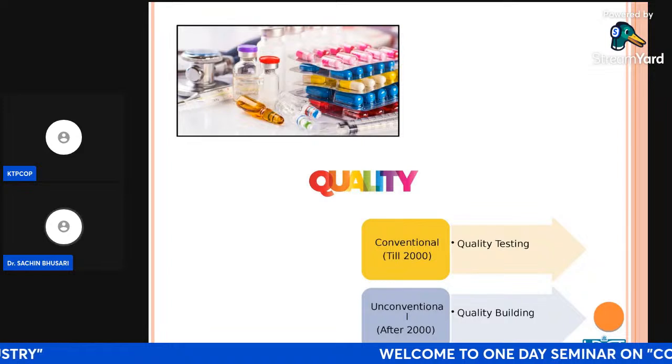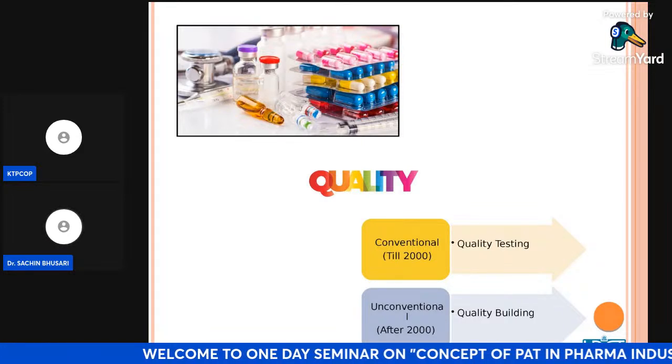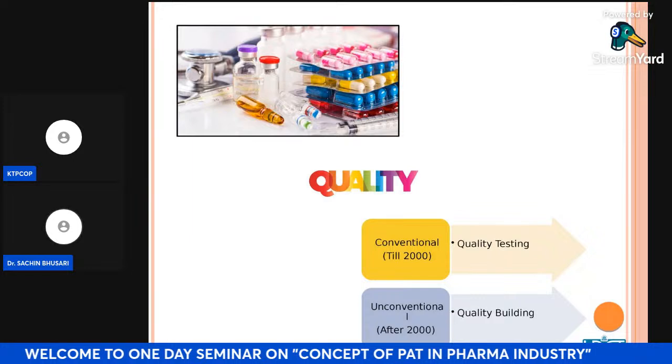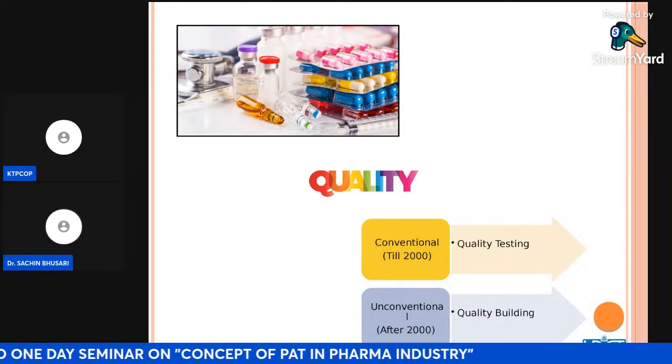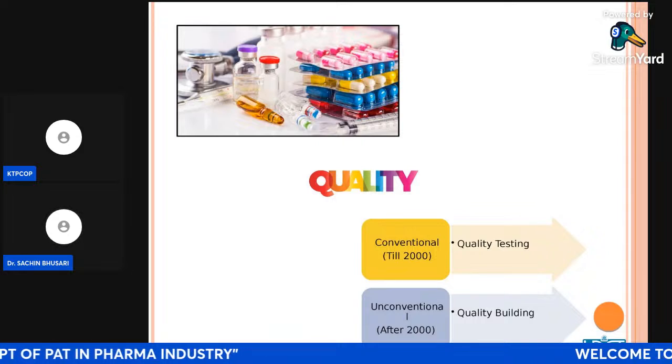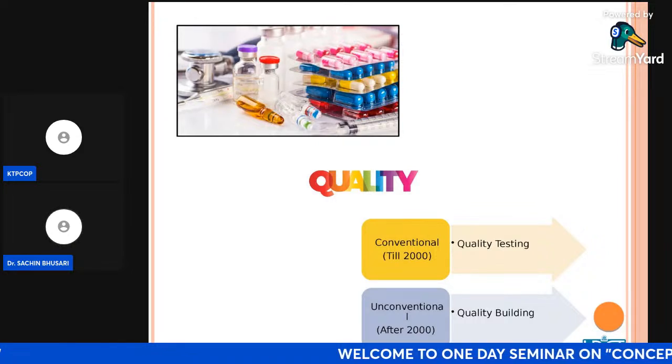So why did PAT come into picture? We changed our approach from conventional to unconventional. Since 2000 onwards, quality building came into picture, and that was the initiating point of PAT. So this is the background of PAT.